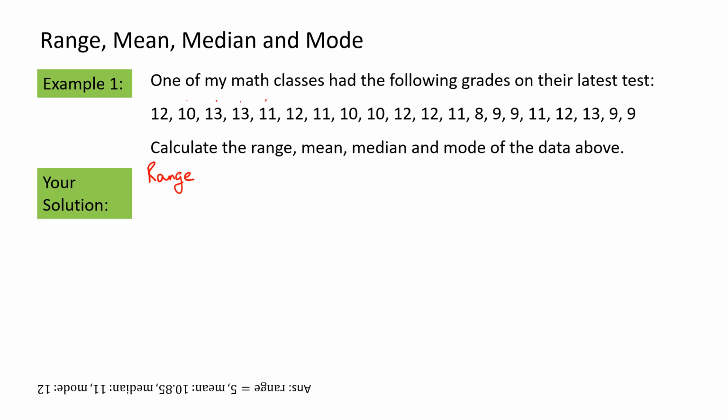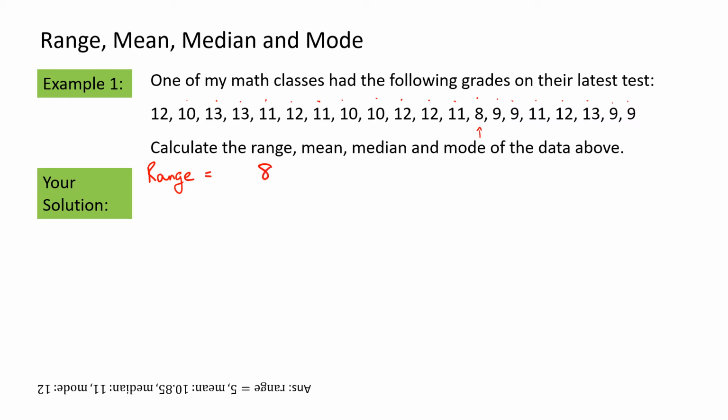13, 13, 13, 11, 12, 11, 10, 10. See, I'm just checking to see if there's anything smaller than 10. I'm going to keep going. 12, 12, 11, 8, which is smaller. So currently 8 is my lowest number. 9, 9, 11, 12, 13, 9, and 9. So my smallest number is 8.